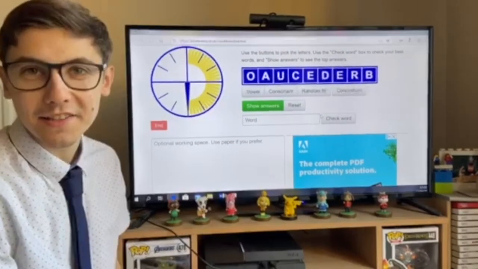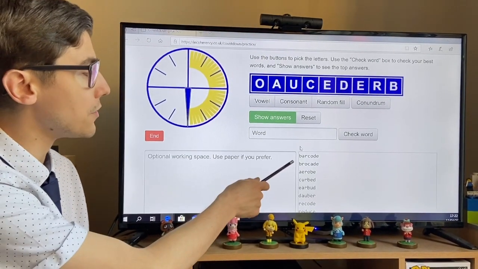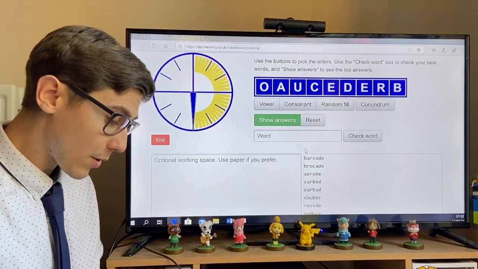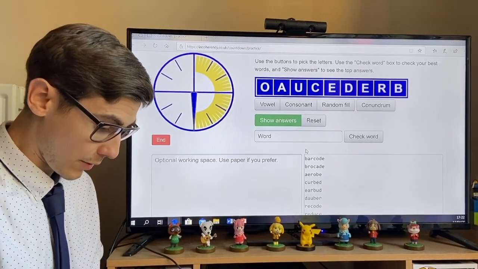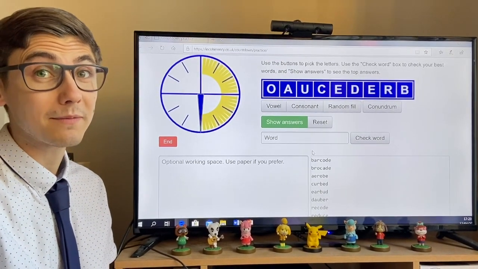Oh, 30 seconds is done. So we can see here the longest word we could have made is barcode, which is a 7-letter word. Well done if you got that at home. The longest word I got was beard, which is 1, 2, 3, 4, 5 letters.